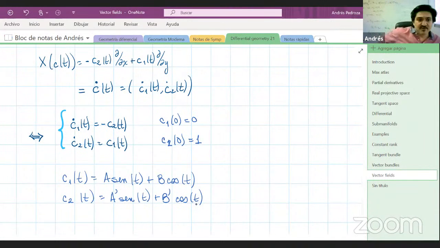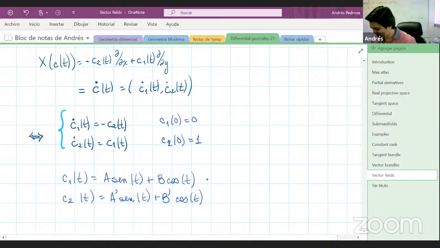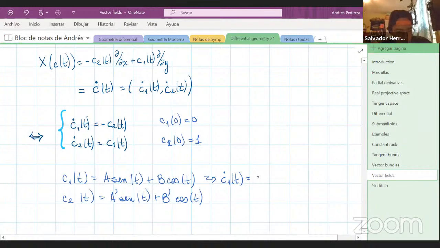We need to find the parameters A, B, A prime, and B prime. So, for instance, if you take the derivative of the first one, let's see, that more or less agrees. You need to tell me what this is. That should be a times cosine of t minus b times sine of t.